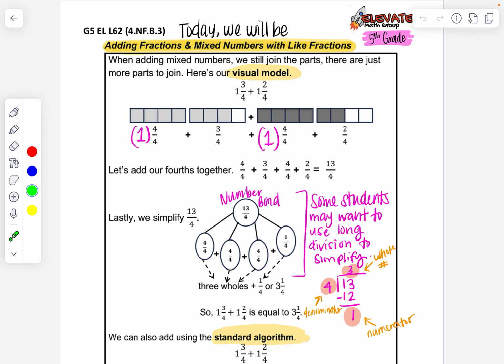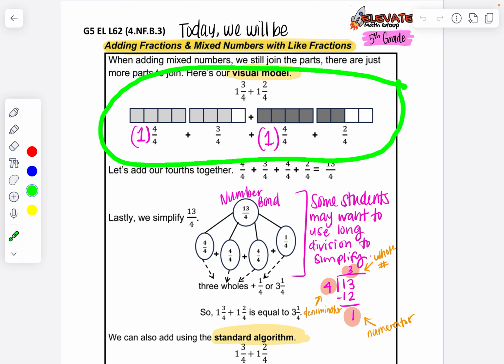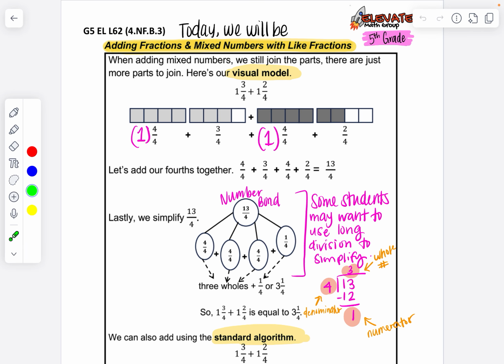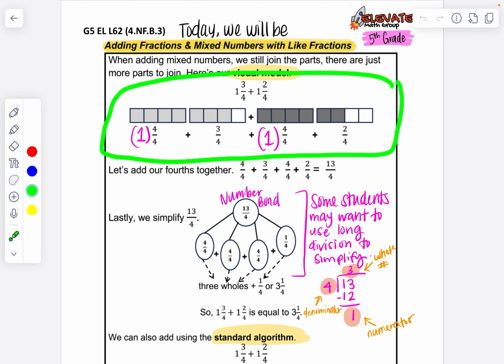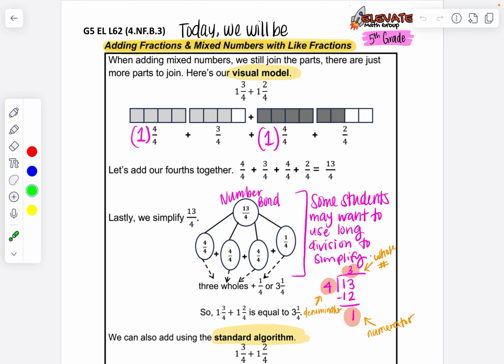Today, we won't necessarily be working with visual models. However, during your introduction, it will be nice for you to show students what the visual model will look like to kind of anchor them in their conceptual understanding for the lesson today, right? So 1 3/4 plus 1 2/4, right? One means a whole. So I have a whole shaded, and then I have an additional 3/4 shaded. And then I'm adding to that another whole and 2/4.